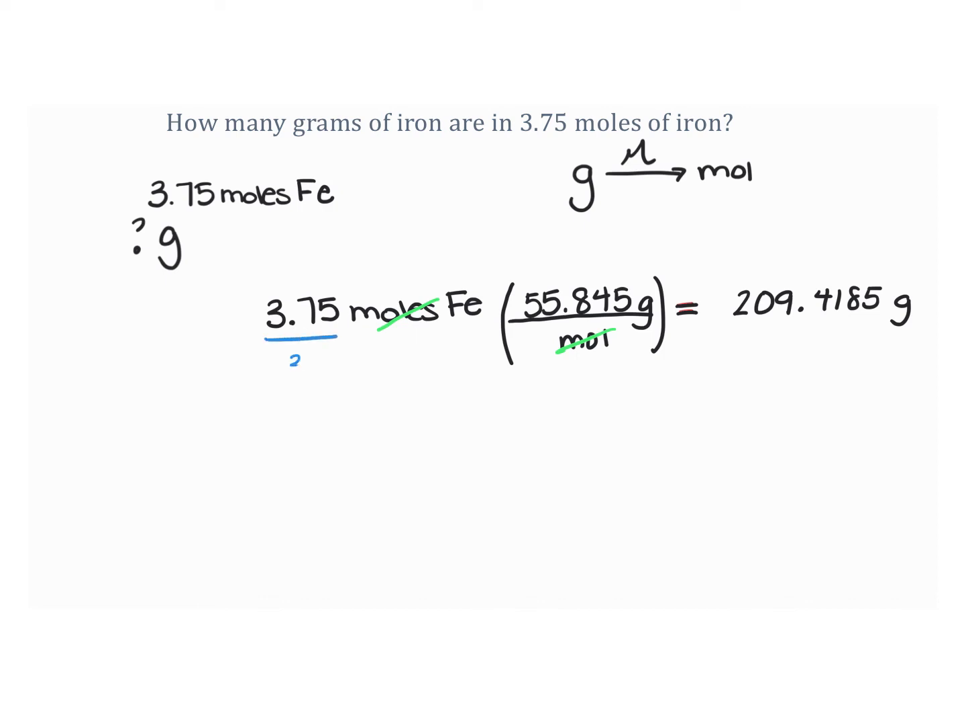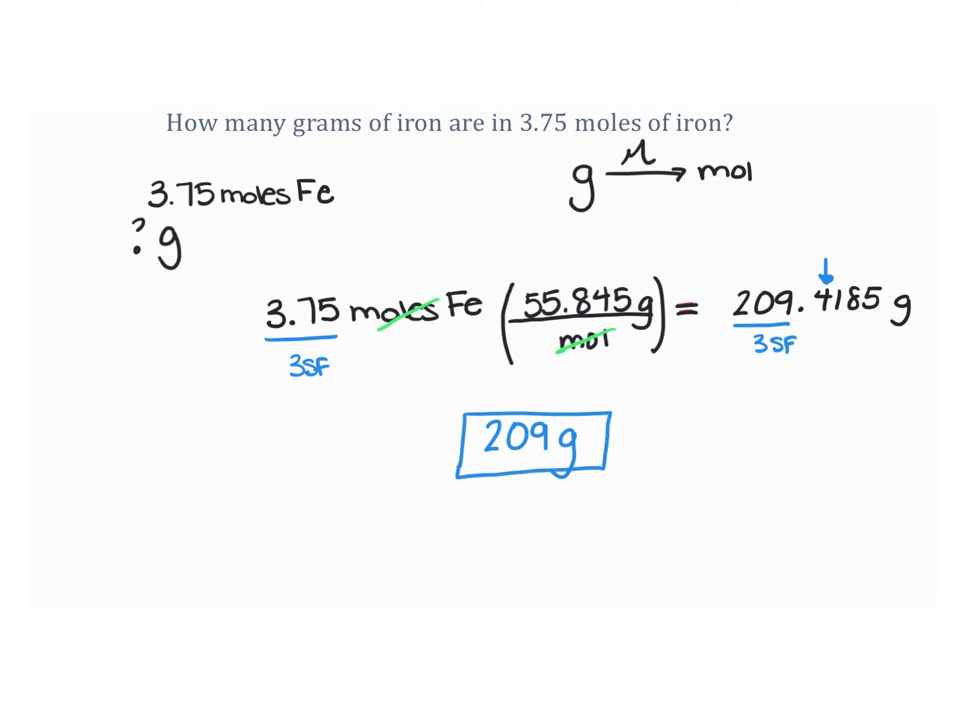We have 3 significant figures here in the number that was given to us. So our answer also has to have 3 significant figures. So we look at this number here, that's a 4. That means we're going to stay where we are. We're not going to round up. And so the answer is 209 grams. And so that's our answer for this problem.